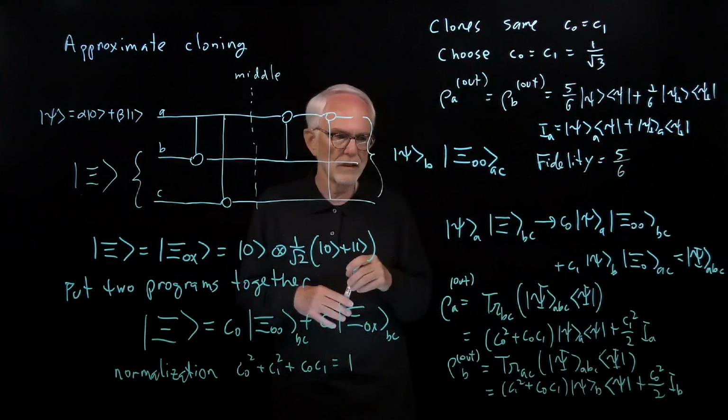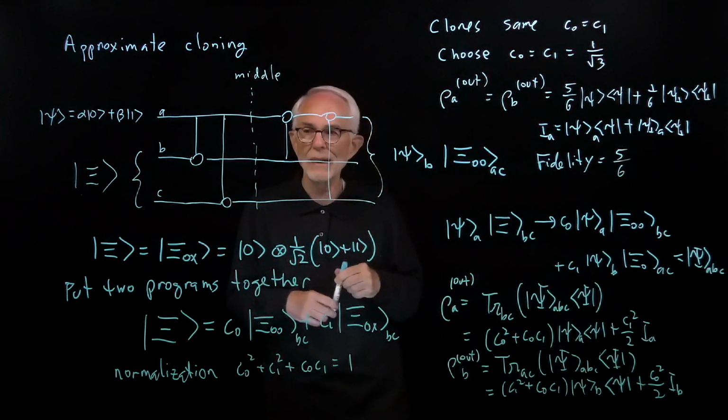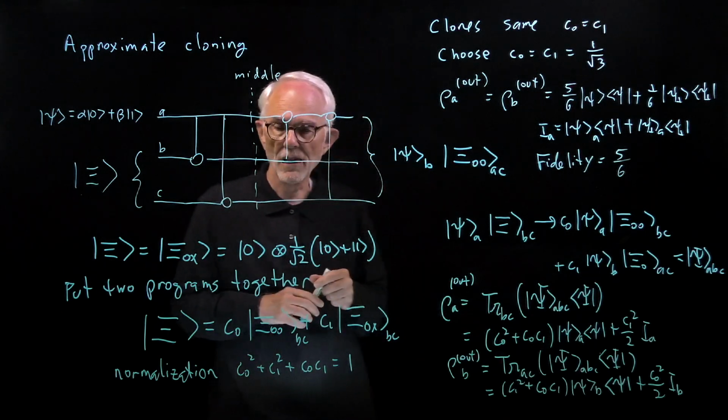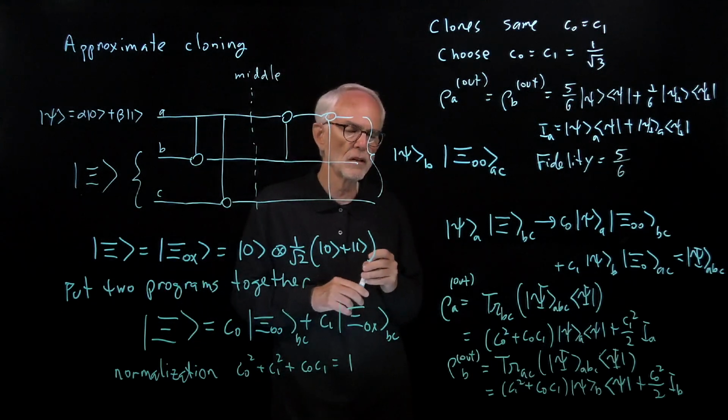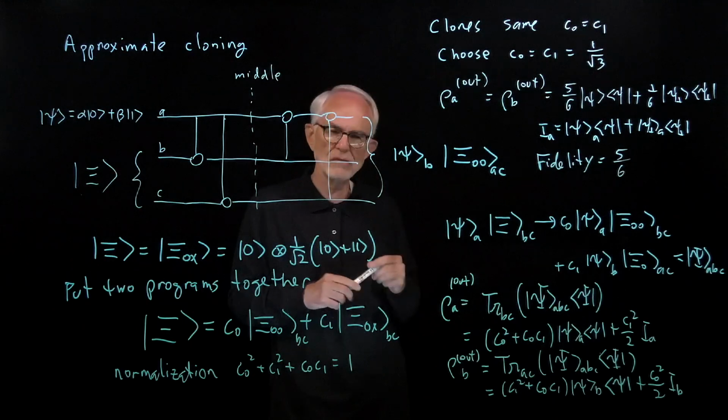Now, the last thing we're going to take a look at is what happens to qubit C? And you'll notice I haven't mentioned the U0 gate at all. So that's what we're going to do next.